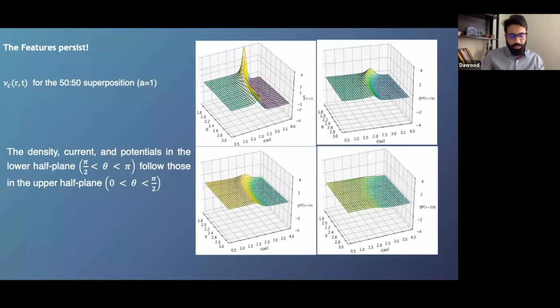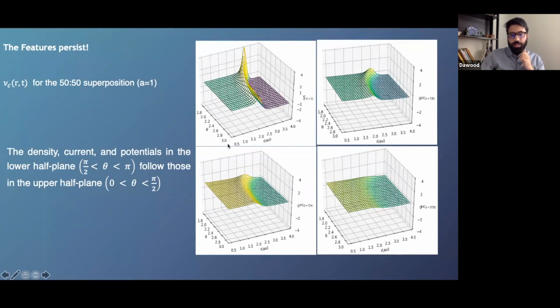And so what's the result? As you can see here, I'm showing the plot of correlation potentials for different times: t equals 0, t equals T over 8, where capital T is the period of the oscillations. And this goes from theta a little bit above pi over 2 to pi, which is the lower half plane of the xz plane. And you can immediately see that these features, as we saw in the 1D case, are persisting in the 3D version as well.